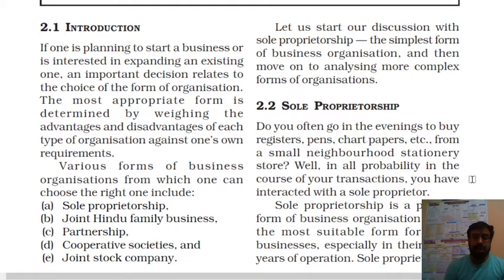Some of the businesses we will come across at a later stage will have a large number of persons. Suppose a joint stock company or a cooperative society, they have a large number of members in their business. We may term them shareholders in the case of a joint stock company and members in the case of cooperative societies. So, sir, which form is better among all? It depends upon various factors which we will discuss in this chapter.